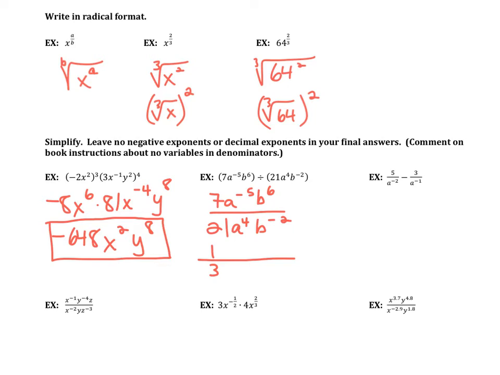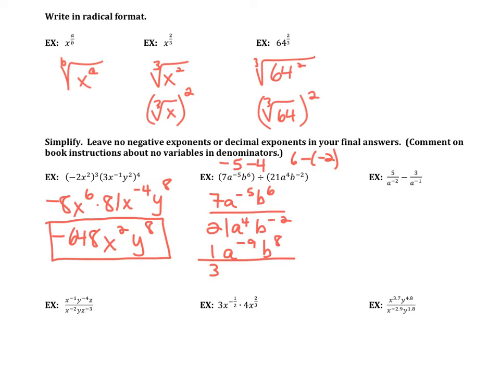So keep in mind, I'm going to have a to the negative 5 minus 4. So that's going to be an a to the negative 9. Initially, when you're doing that subtraction, it goes in the numerator. And then I would have b to the 6 minus a negative 2. So that's going to be a positive 8. So b to the 8th.